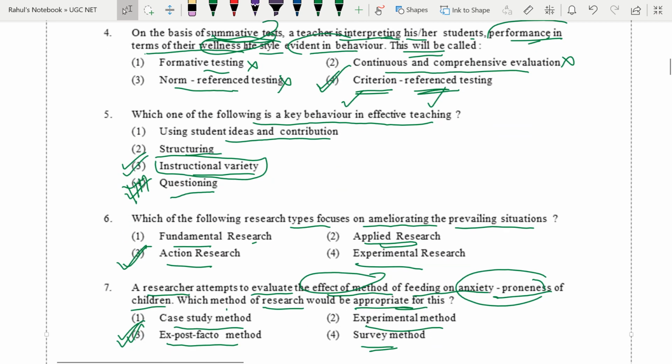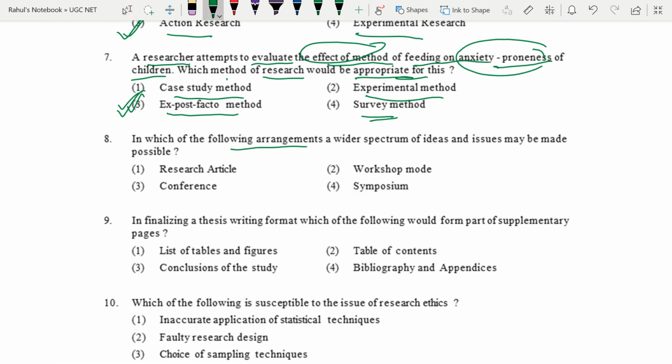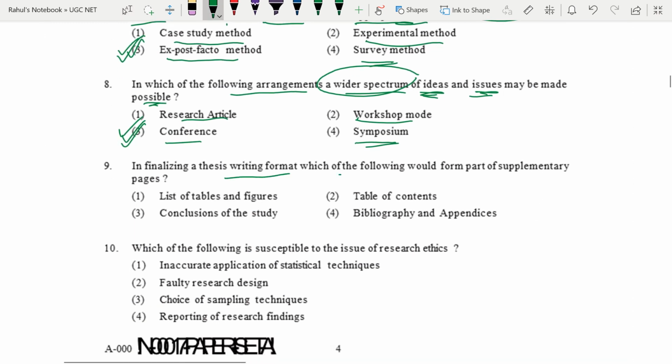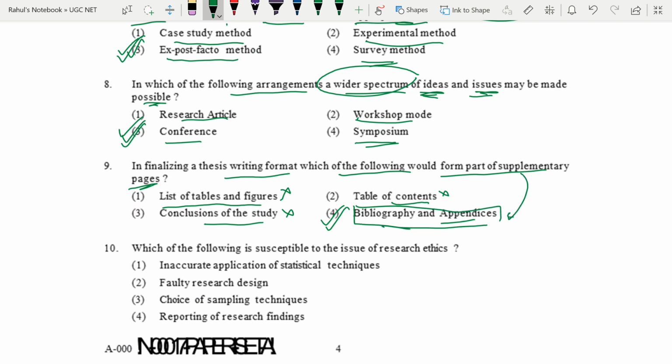The next question is question number 8. In which of the following arrangements may a wider spectrum of ideas and issues be made possible? In a research article, in workshop mode, in a conference, or a symposium? So a wide spectrum of ideas and issues may be possible in conferences. Option 3 is the correct answer. In finalizing a thesis writing format, which of the following would be part of supplementary pages? List of tables and figures, no, they are in the front pages, they are not part of supplementary pages. Table of contents, no. Conclusion, no. Bibliography and appendices, yes, they are part of supplementary pages. Basically they are added at the end, on the last pages of your article or book, right? So option 4 is the correct answer.